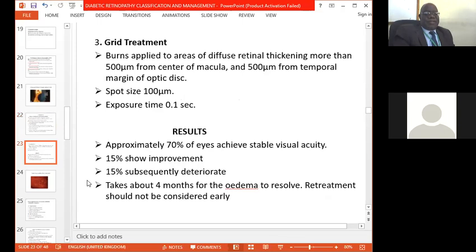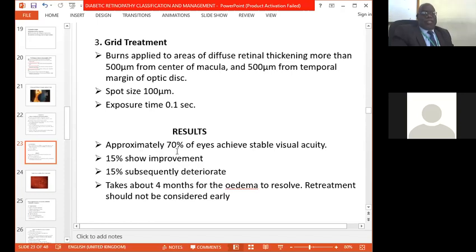Grid treatment. Grid treatment is putting dots in a line like that, then like that. That's the grid. Burns applied to areas of diffuse retinal thickening more than 500 micrometers from the center of the macula and 500 micrometers from the temporal margin of the disc. This is the spot size. These are features on the machine. Then this is the exposure time, which is set.